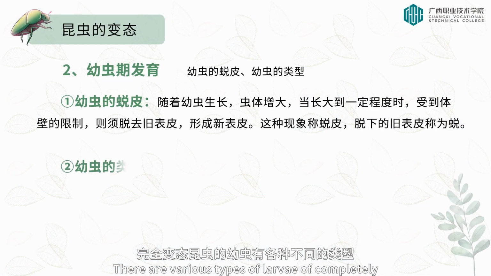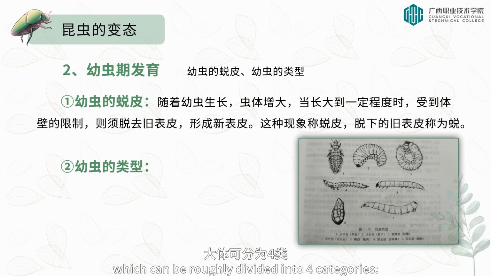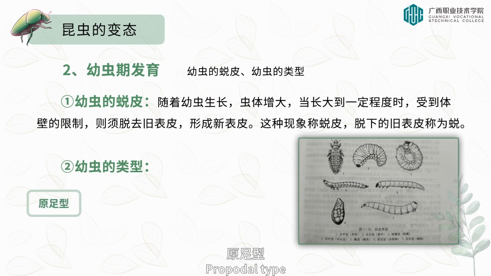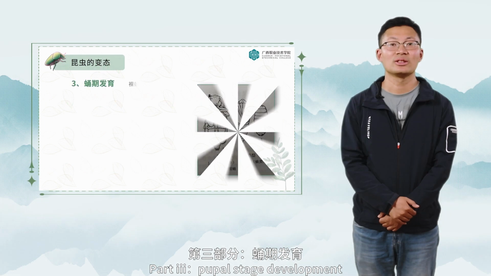There are various types of larvae of completely metamorphosed insects, which can be roughly divided into 4 categories: propodotype, multi-legged type, oligopod type, amphipod type. Pupal stage development.